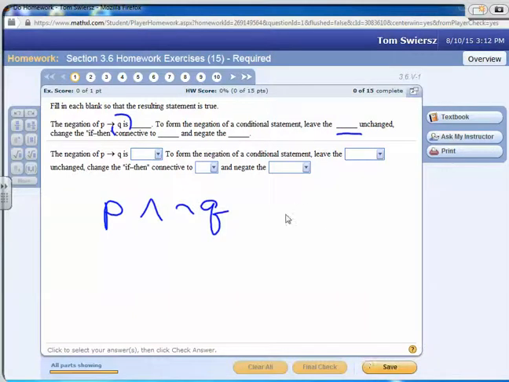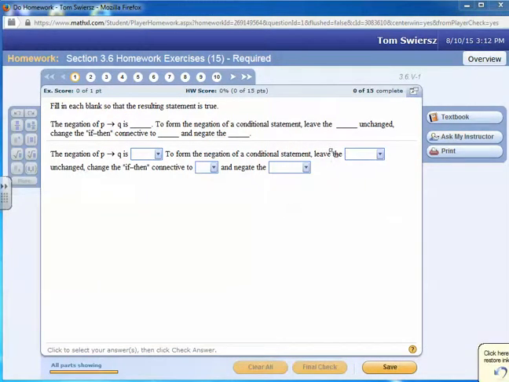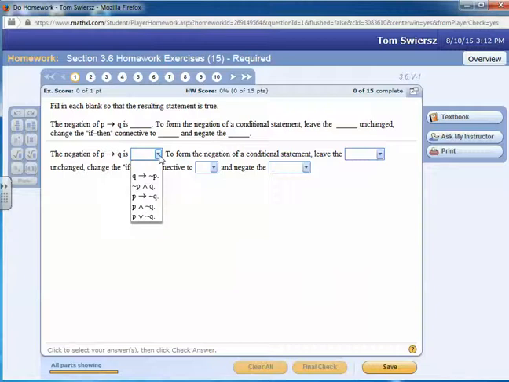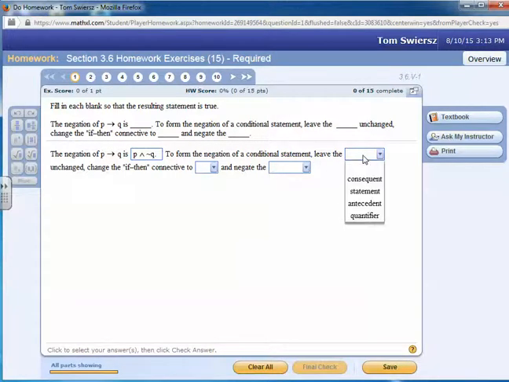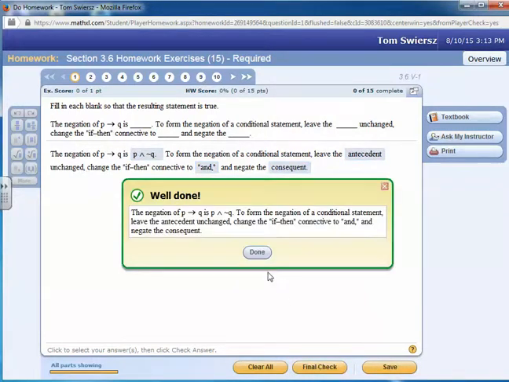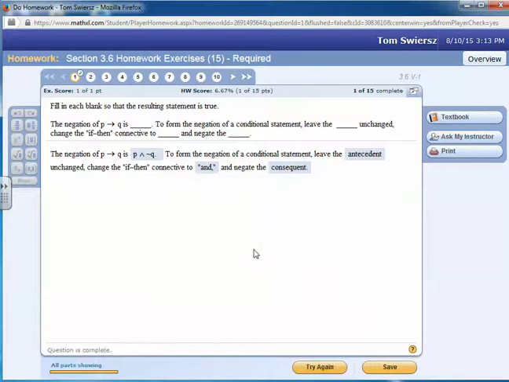Okay, so again, to form the negation of if P then Q, it is P and not Q. It's an and statement. Leave P the same, negate the consequent. To form the negation of a conditional, leave the antecedent the same, unchanged. Change the if-then statement into an and, and negate the Q, which is the consequent. Okay? That's how you negate an if-then statement.